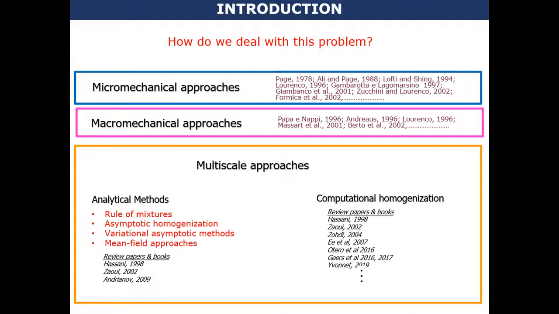So maybe having a look at review papers and review books can be a good way to start to understand this very wide ocean. Then we will go to computational homogenization approaches. And also here, for this case, I put some review papers and courses. I underline the Zohdi paper, that is really a referential paper for a classification of computational homogenization approaches.